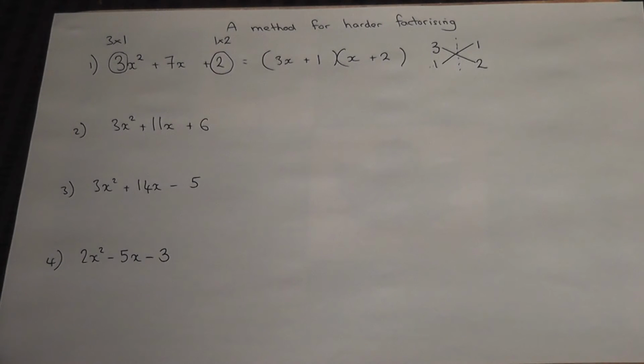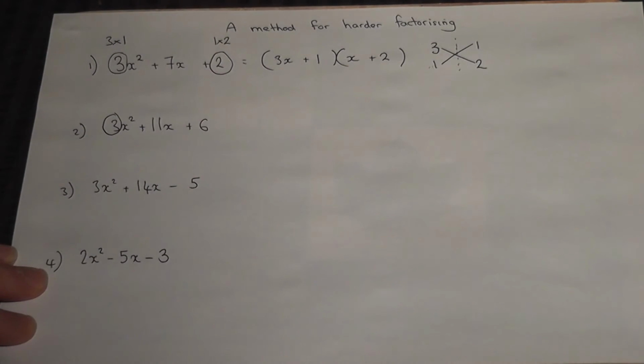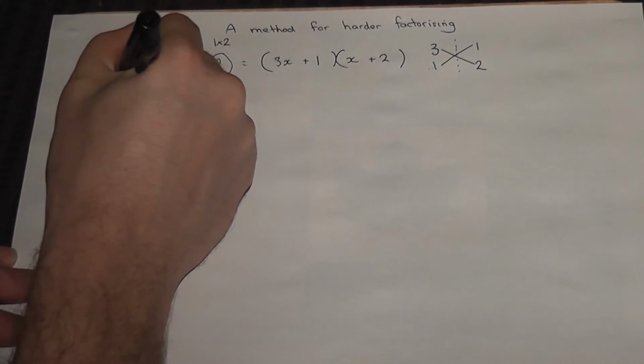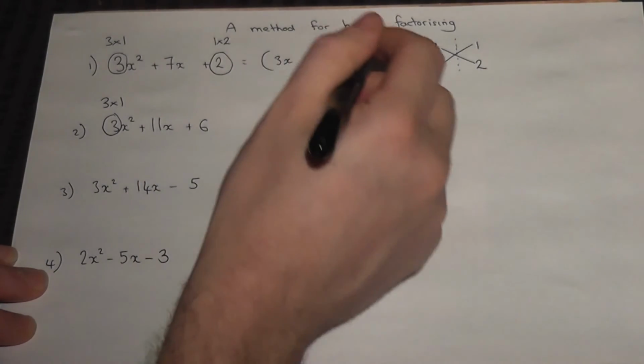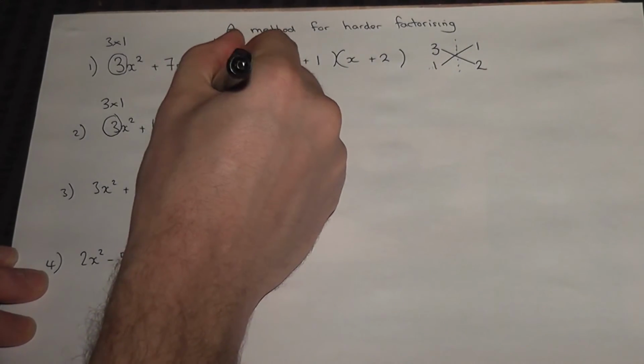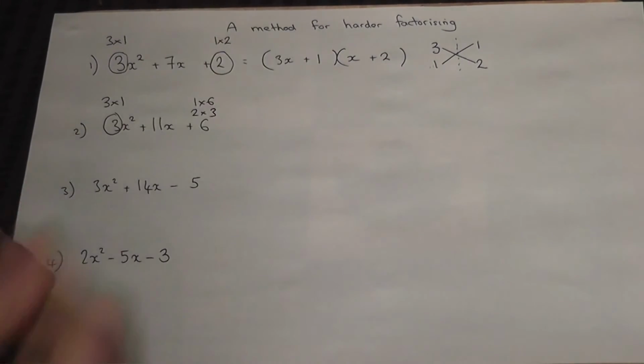So we'll go through this again with another example to show how it still works. So again, it's 3x squared. The only factor pairs are 3 and 1. But for the 6, it's either 1 times 6 or 2 times 3. So we have two options to consider, one of which will work.